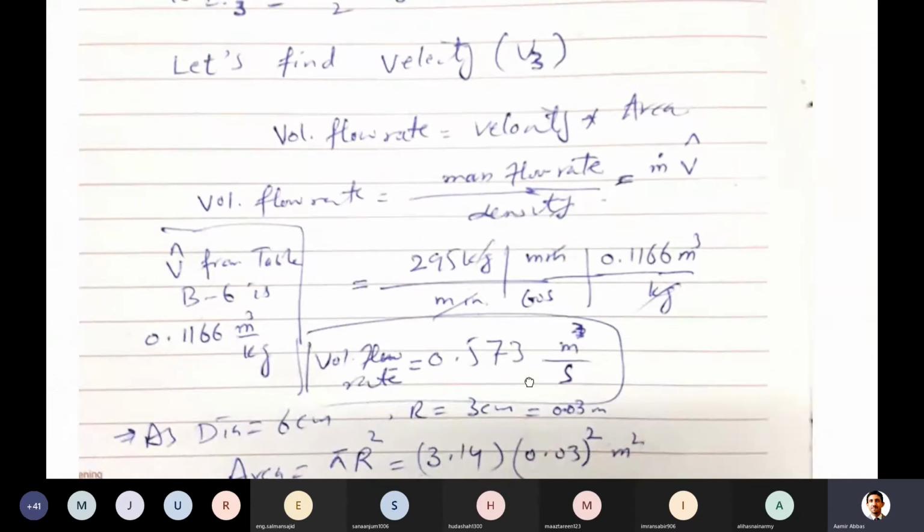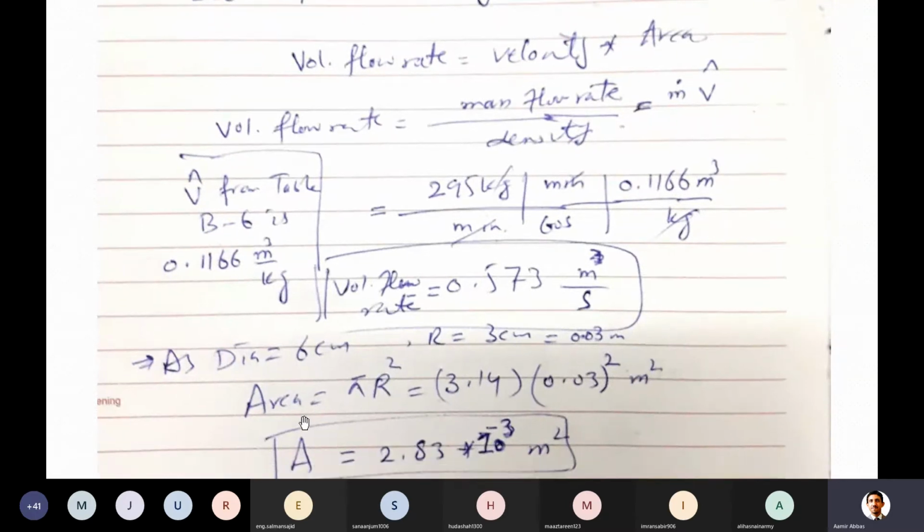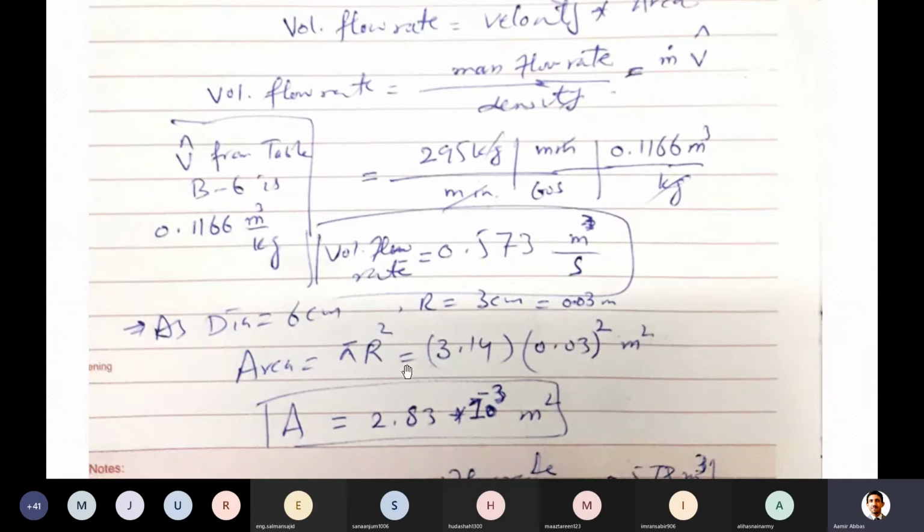Yes, for the outlet we will calculate, because we have the diameter, which is like here 6 centimeter, and for this radius, you know that for a pipe the area is pi r squared.